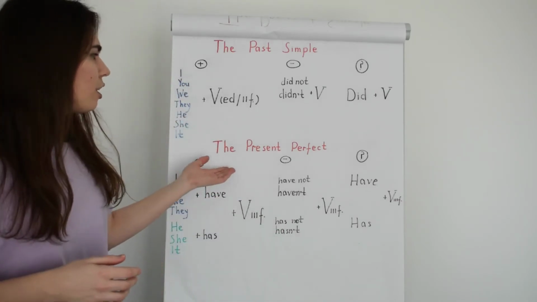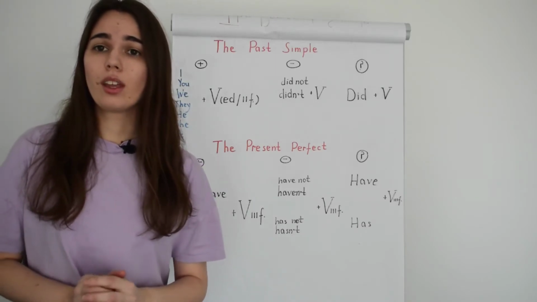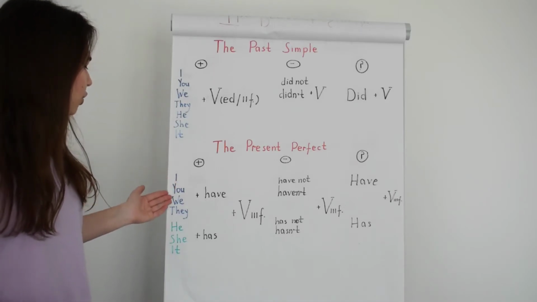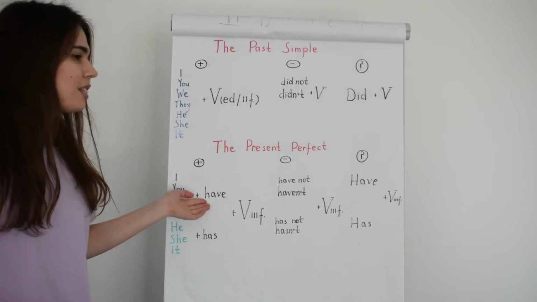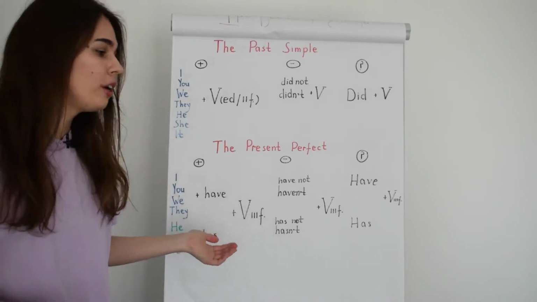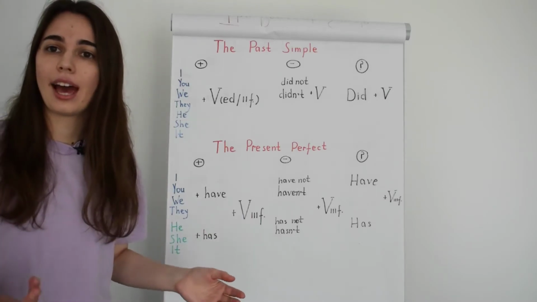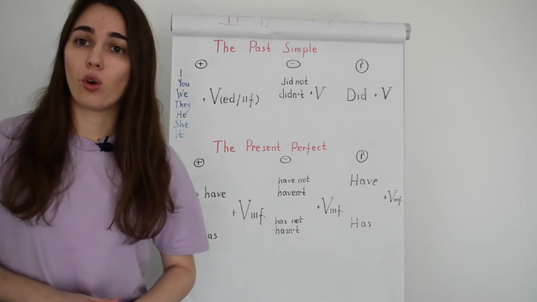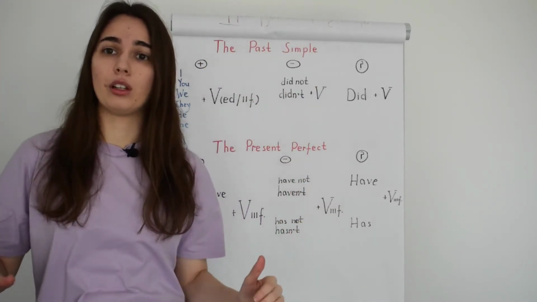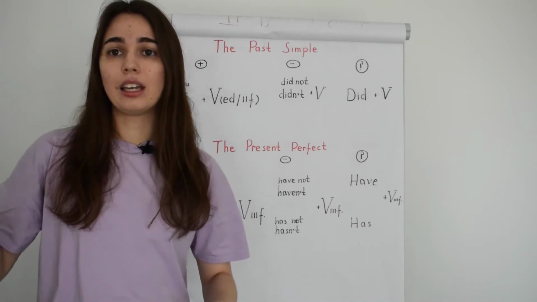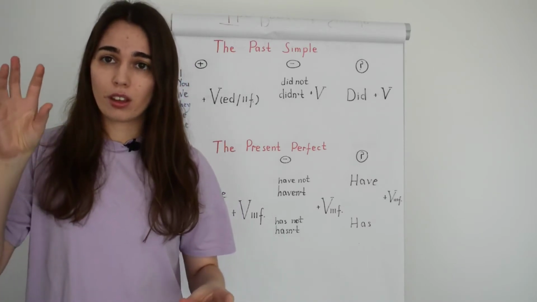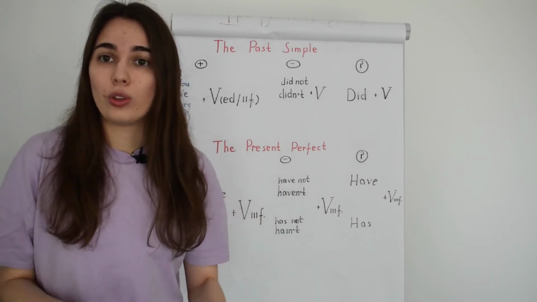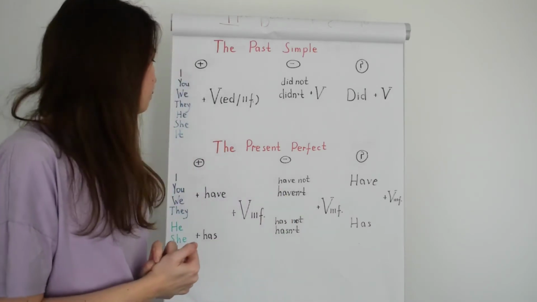But when we talk about our life experience, about things we've done or places we've visited during our life, then we need to use the present perfect. In order to form affirmative sentences, we take I, you, we, they plus have, the auxiliary verb, or he, she, it plus has, again the auxiliary verb, and the third form of the verb. When you have this table, for example, go, went, gone, you need to take the third form, otherwise known as the past participle.